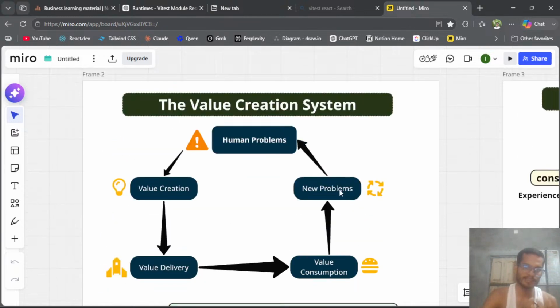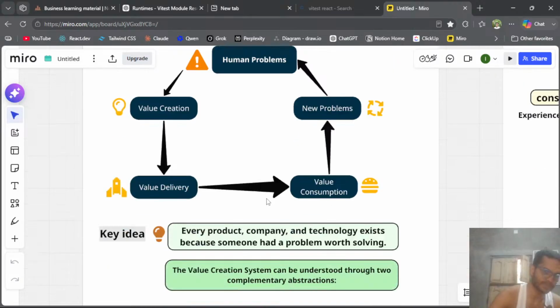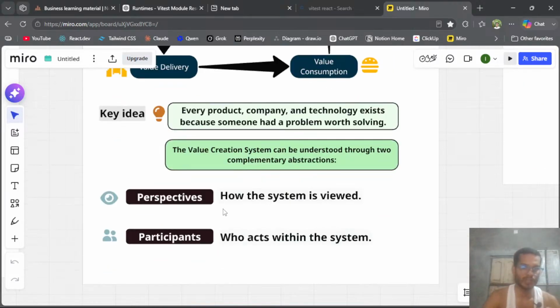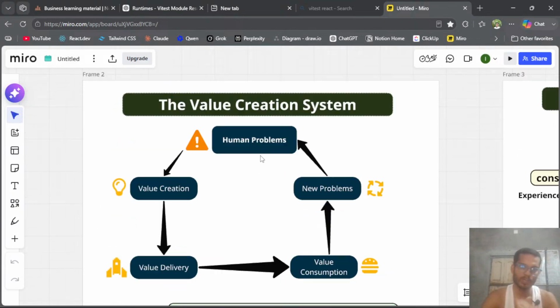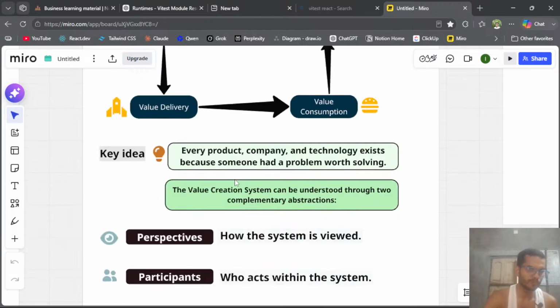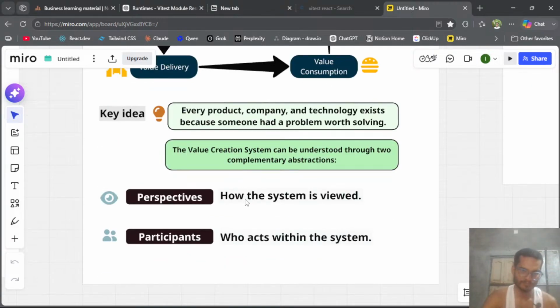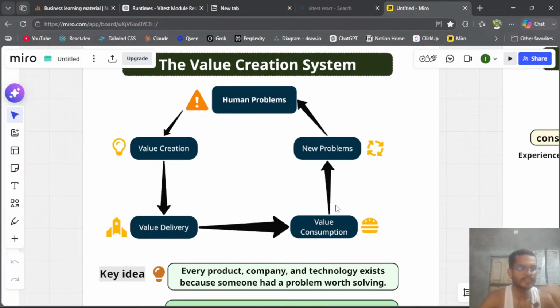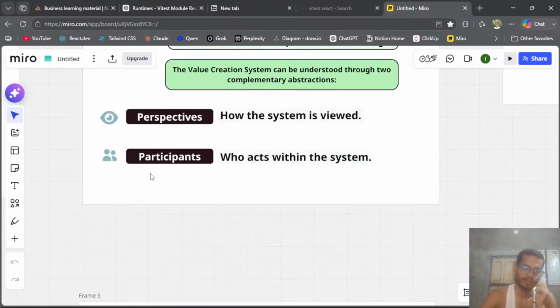Now in this value creation system, we have two things to understand. To understand a value creation system, we have two: perspective and participant. Perspective answers how the system is viewed, which means how you see the system. Participant answers who acts within the system. So let's first understand participant.